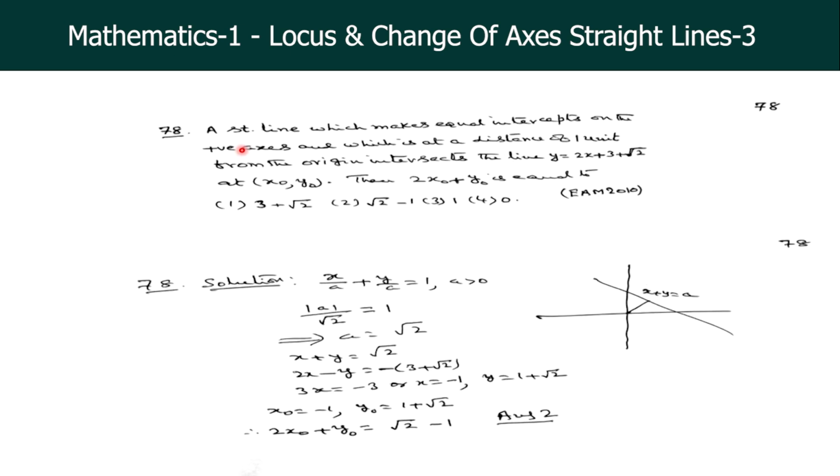Option 1, 78. A straight line which makes equal intercepts on the positive axis and which is at a distance of 1 unit from the origin intersects the line y = 2x + 3 + root 2 at (x0, y0). Then 2x0 + y0 is equal to: 1) 3 + root 2, 2) root 2 - 1, 3) 1, 4) 0. EAPCET 2010.